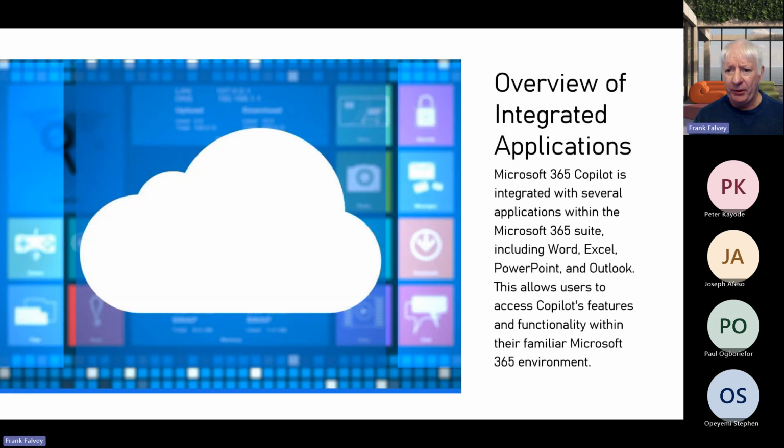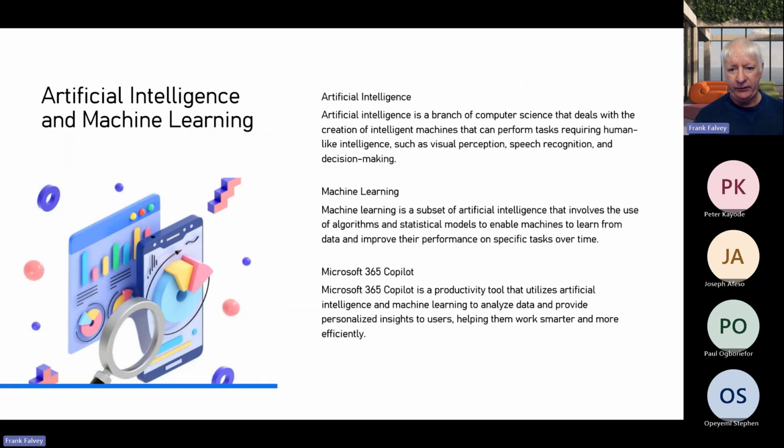So as you can see, some of the pictures are quite good for an Excel sheet. So it's telling you Microsoft Copilot is integrated with several applications within the Microsoft 365 suite, including Word, Excel, PowerPoint, Outlook. This allows users to access Copilot features and functionalities within the familiar Microsoft 365 environment. So it's fairly accurate. As I said, I didn't edit anything in here.